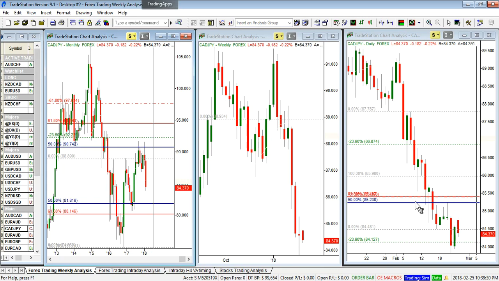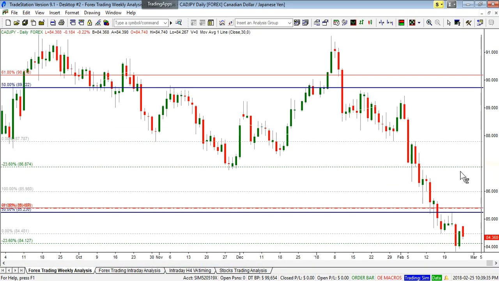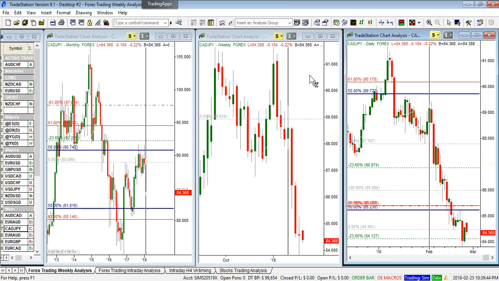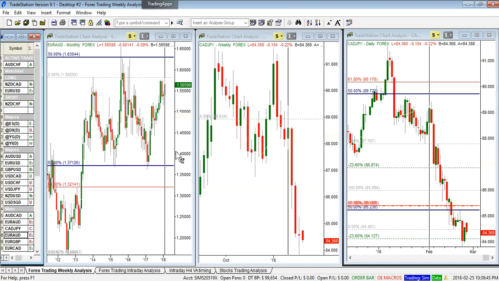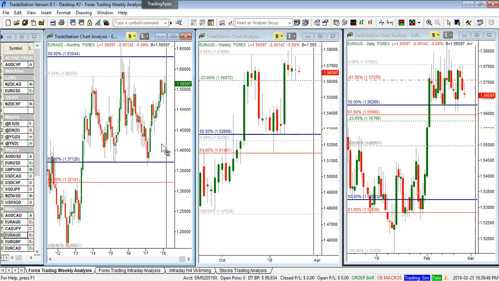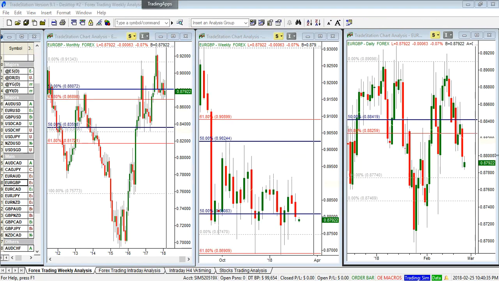On the daily we are seeing renewed weakness here, and that could bring price into the second target of this measured move that we have here at the 85.23. All right, the Euro Australian dollar, similar situation here as we saw for the Euro Australian dollar. We already reviewed this, and so we move to the Euro Pound.